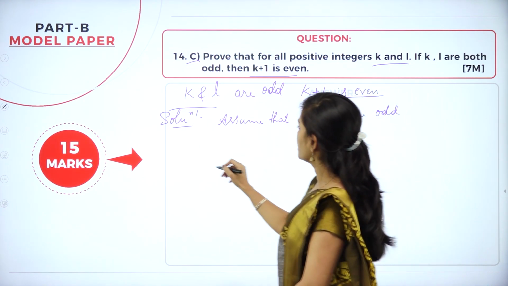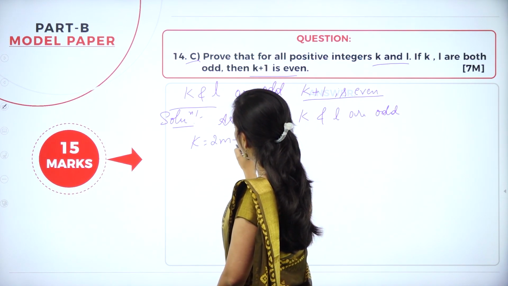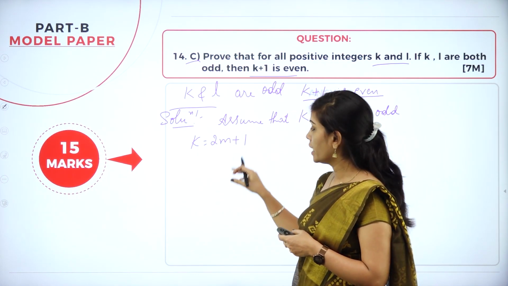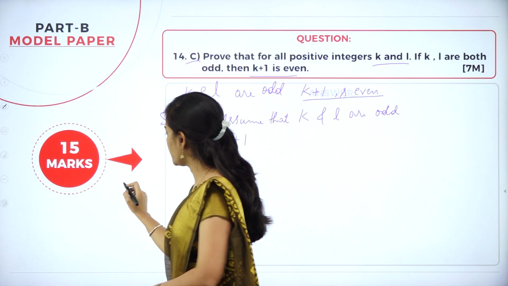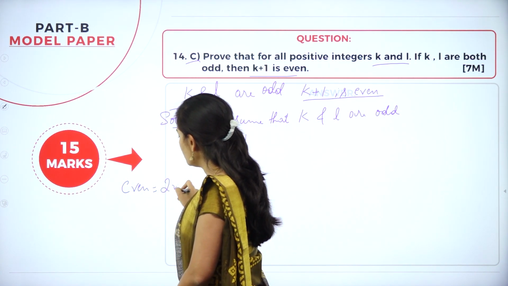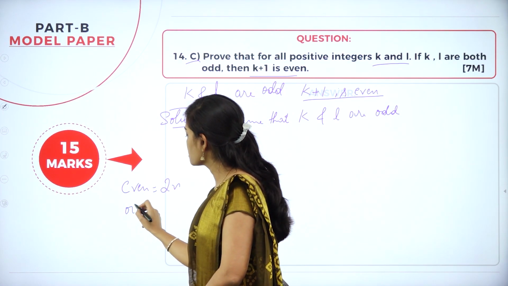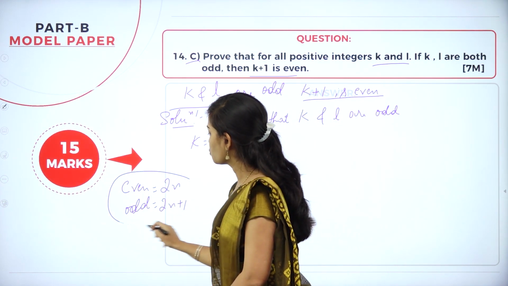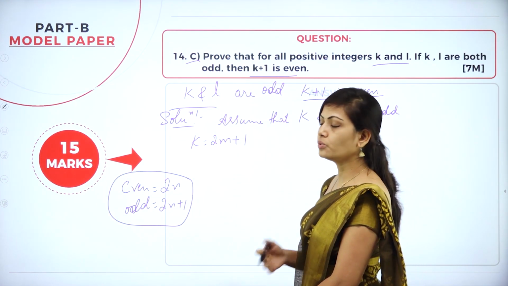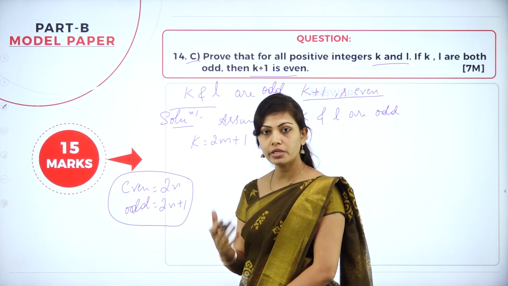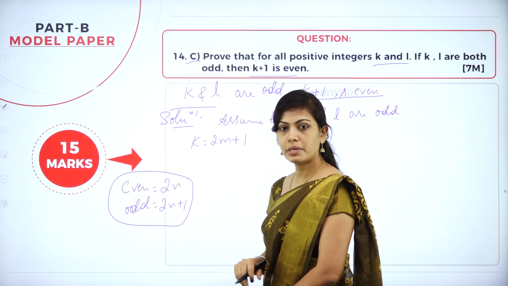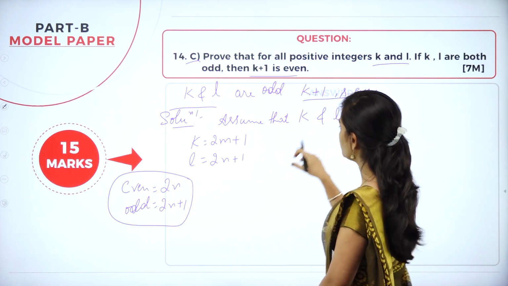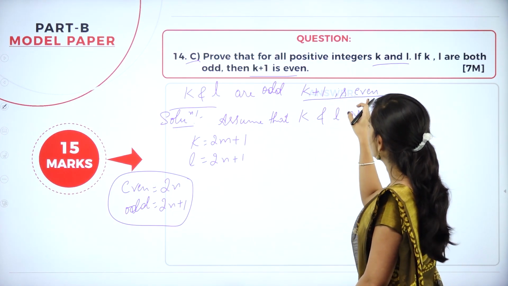So first I'll take k is equal to 2m plus 1. I have already told you that if an integer is even, it should be in the 2n form. If it is odd, it should be in the form 2n plus 1 or 2m plus 1, anything you can take. Even means divisible by 2, and odd means not divisible by 2. So k is equal to 2m plus 1 and I'll take l is equal to 2n plus 1. So now I'm going to prove that k plus l is even.